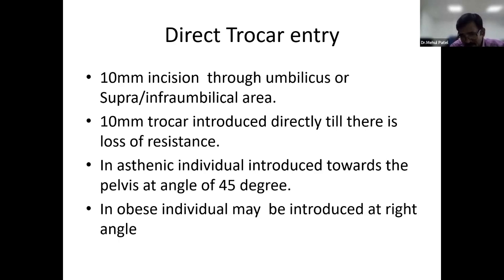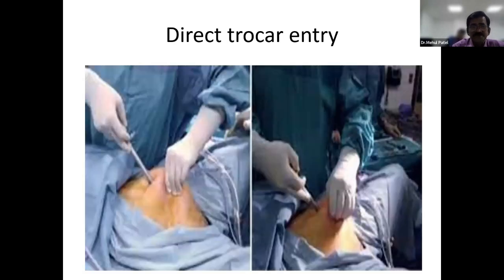So you make an incision through the umbilicus or below or above as per your practice, and then you take a 10 millimeter trocar, and by twisting movement, you can introduce this. You make the incision, steady the abdominal wall, and then gradually you push this trocar and appreciate the loss of resistance. And at that point, you should stop.